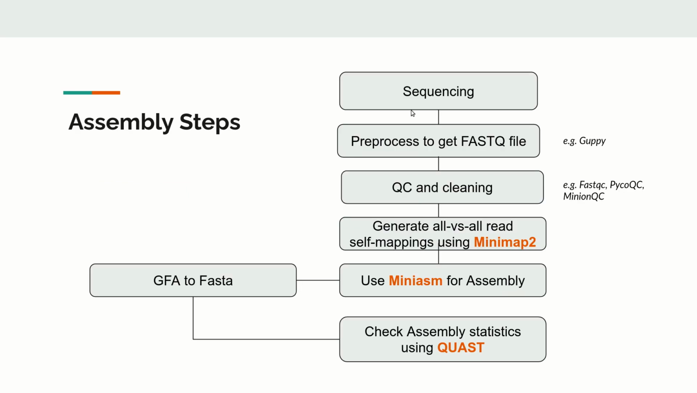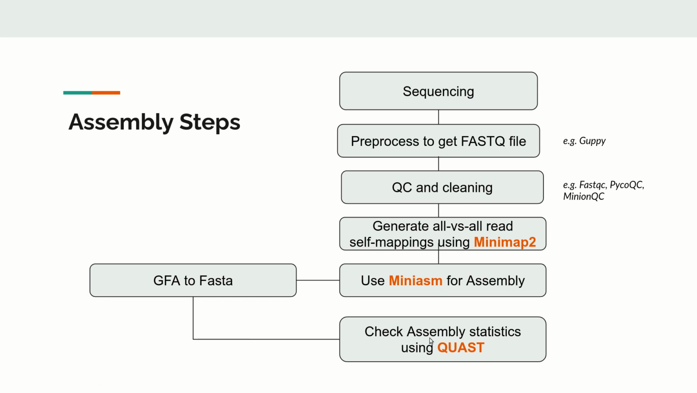So the assembly steps are similar: once we have the sequencing, we get the raw data. The raw data is then converted to FASTQ format using tools like Guppy and others. Once we have the FASTQ file, before proceeding to assembly, we first check the quality and do the cleaning. Once we have the clean reads, the first step is to use Minimap 2, which will take this FASTQ file and generate all-versus-all read self-mapping. That means it will find the overlap between reads, and give it to us in the PAF format. Then we will use Miniasm for assembly, and it will output the data in the GFA format. We will write a small awk script which will convert this GFA to FASTA format, and once we have the FASTA file, we can then use Quast to check the assembly statistics.